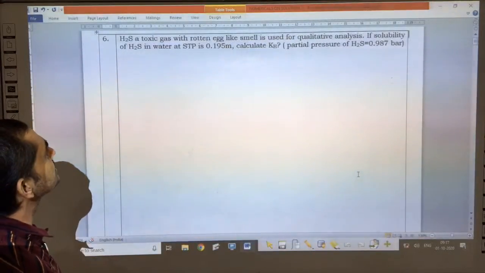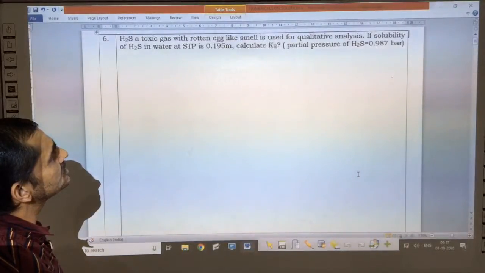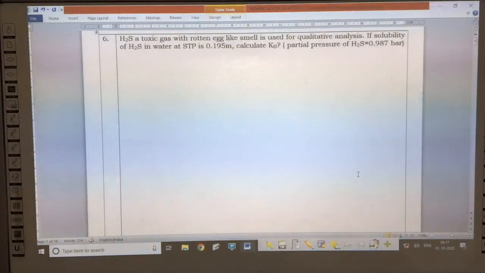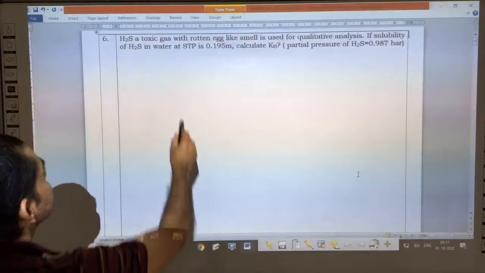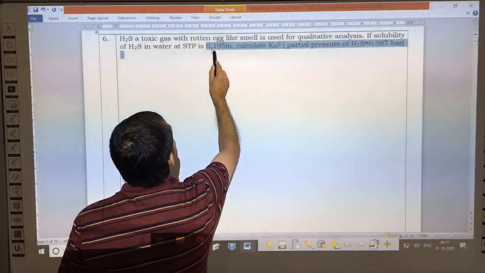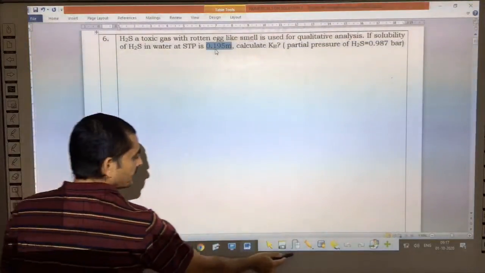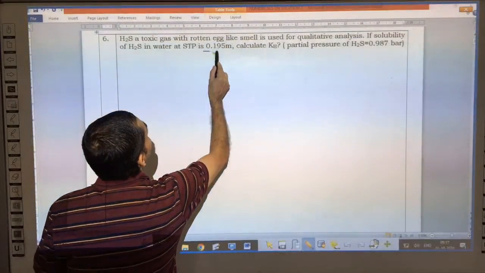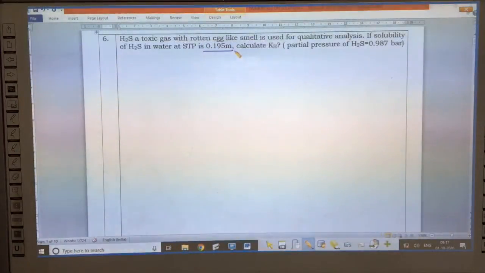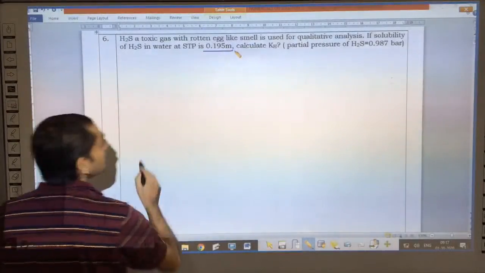H2S, a toxic gas with rotten egg-like smell, is used for qualitative analysis. If the solubility of H2S in water at STP is given as 0.195, calculate Henry's constant. KH you have to calculate. The partial pressure of H2S is given as 0.987 bar. Clear? Now from here we are going to solve it.